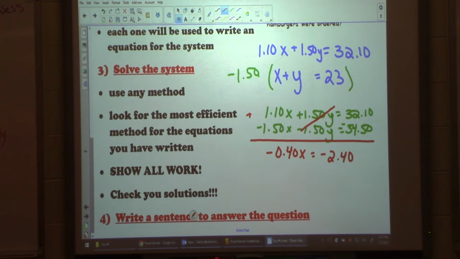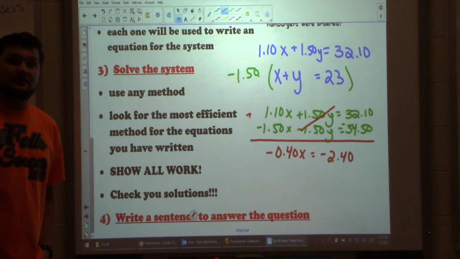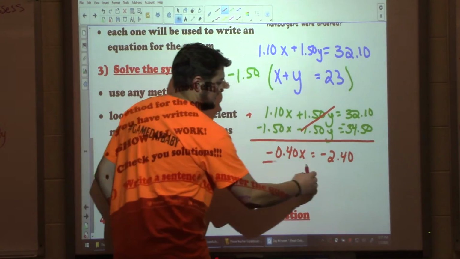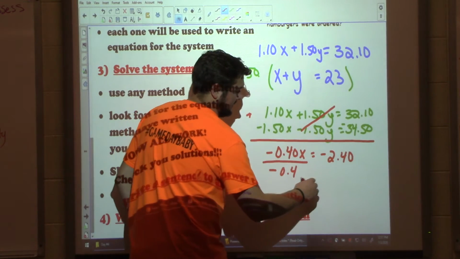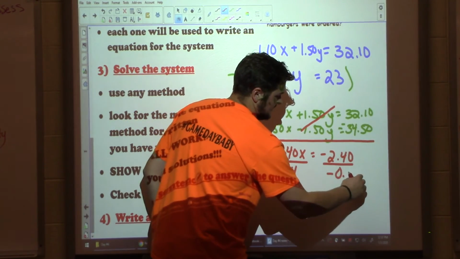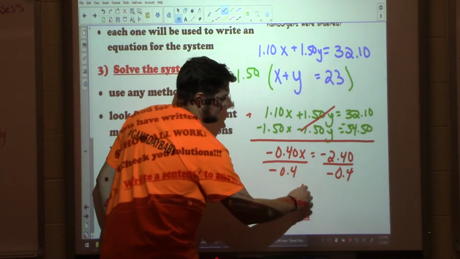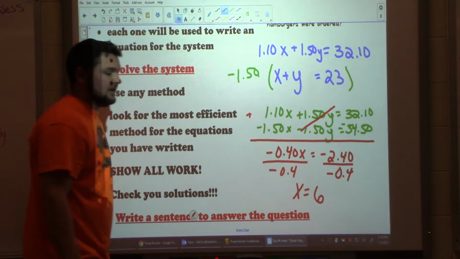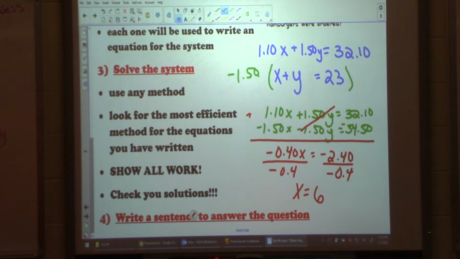Renee, what do I do? Can you help me? Divide. Negative 0.40 or negative 0.4. Good. I should get x equals 6. Sweet. That's my first part.